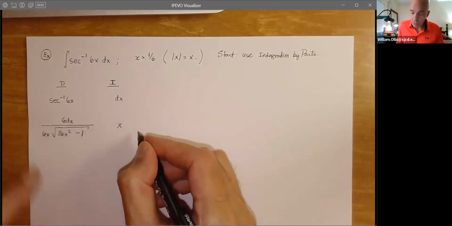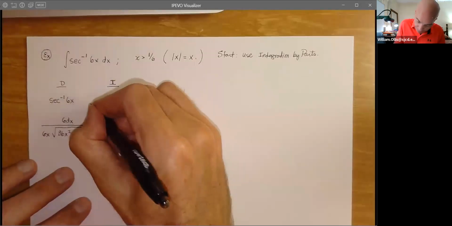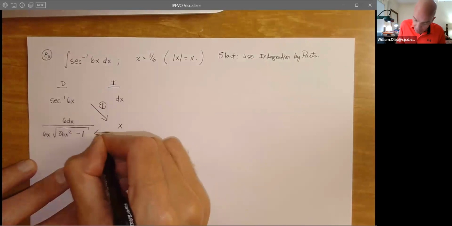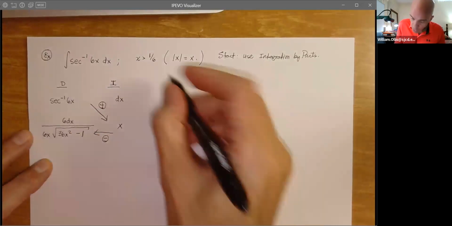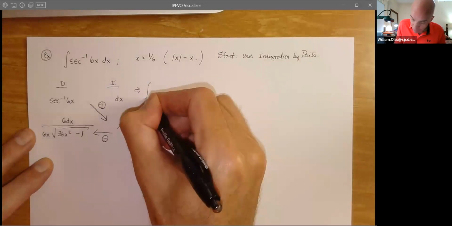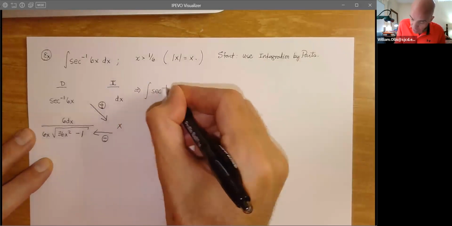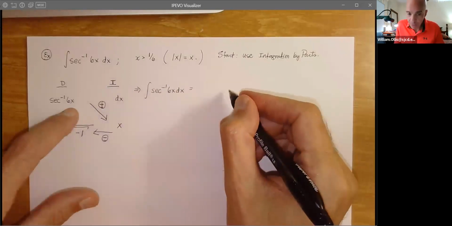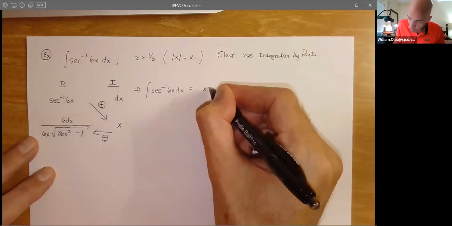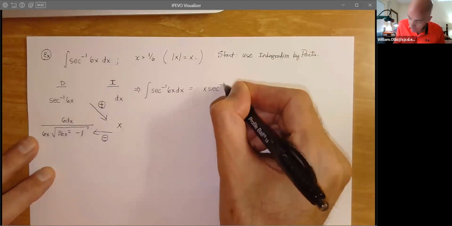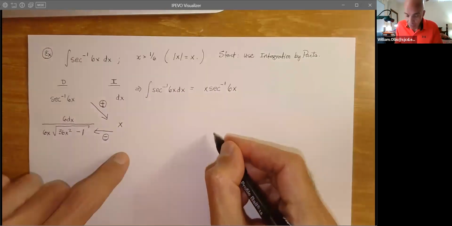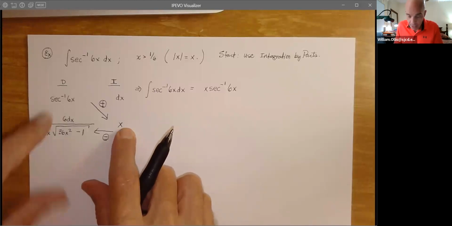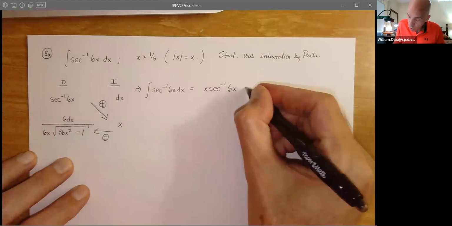And then, of course, the 6 is absorbed. So now we get the plus with the integration by parts formula, and then the minus. So now this implies we have the integral of inverse secant of 6x dx equals x times the inverse secant of 6x. That term is fixed. And then we have minus, and now notice here, the x is absorbed and the 6 is absorbed, and this just leaves us 1 over this integral.